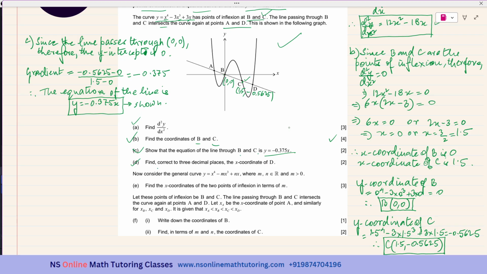So, part D: find, correct to 3 decimal places, the x coordinate of the point D. It is containing 2 marks. The curve and the line are intersecting at 4 points. One of them is the point D, the rightmost point. So let us equate the two expressions. The curve's expression is x to the power of 4 minus 3x cubed plus 3x, equal to negative 0.375x, and we have to solve for x.